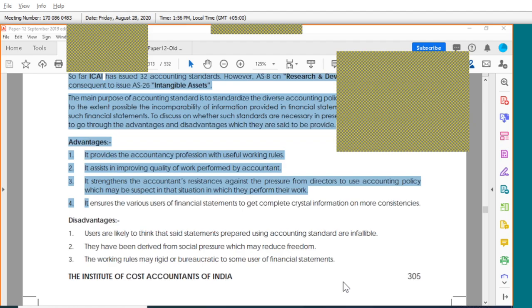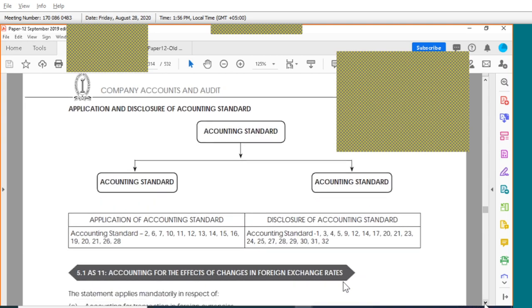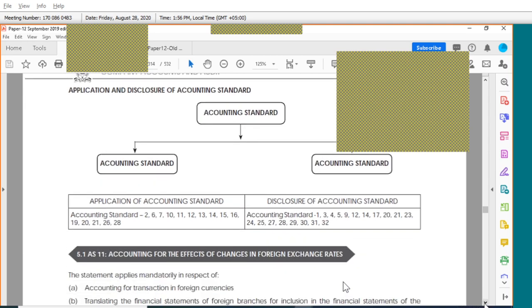Okay. So with this, come to the next page. What is there in the next page? So they are classifying the accounting standard into two categories. But all these accounting standards we don't have in our examination. We have something around six to seven accounting standards. So that's application of accounting standard, disclosure of accounting standard. We will discuss all these things.